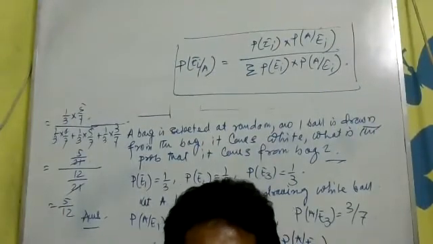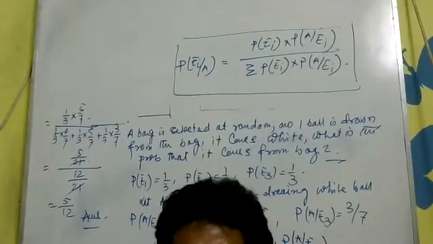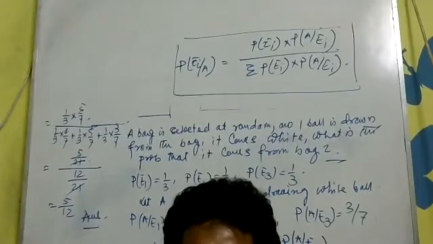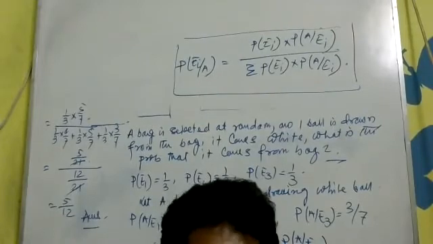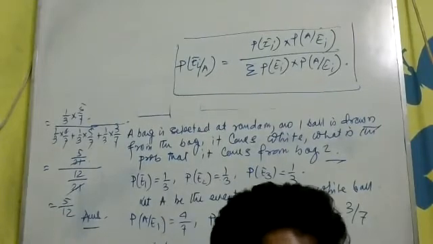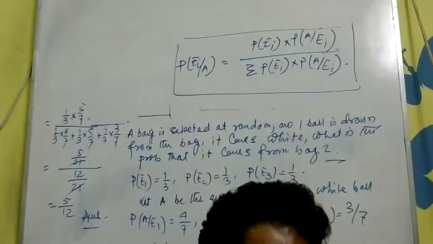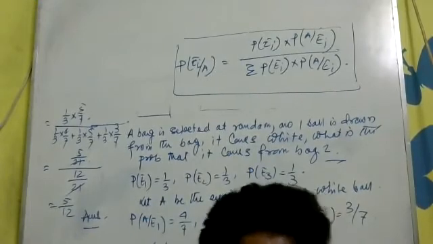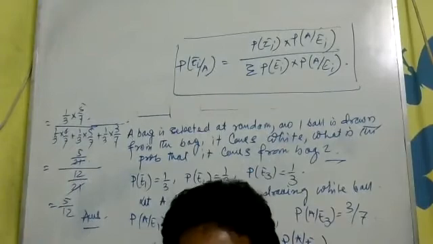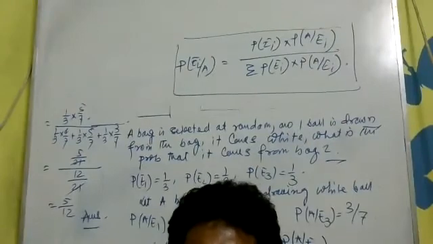A problem of mathematics is given to 3 students whose chances of solving are 1/2, 1/3, 1/4 respectively. What is the probability that the problem will be solved?